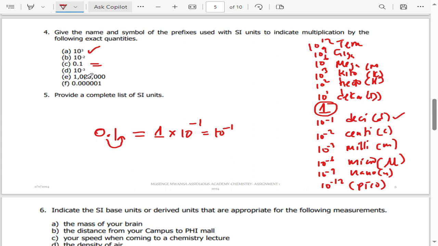And then this number here we've written is a million. A million is the same as 10 to the power 6. You have got 6 zeros behind. So that is a mega.